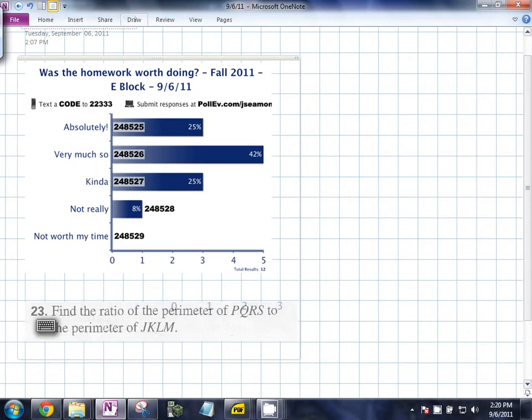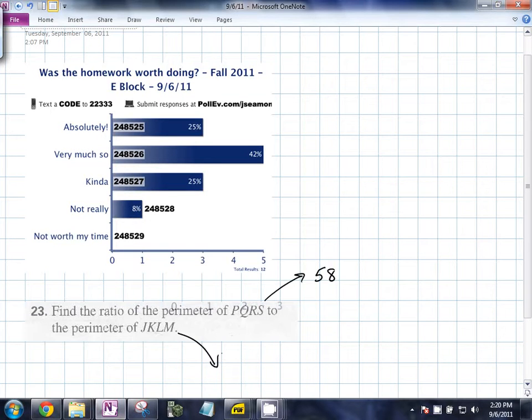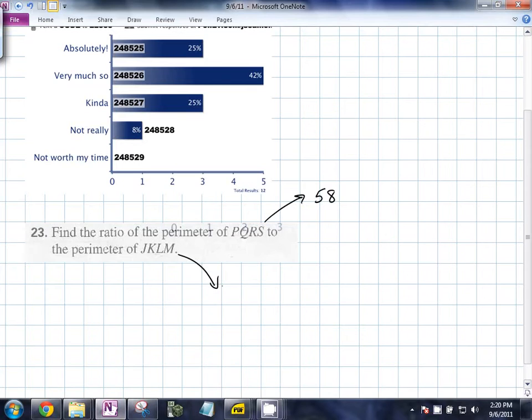So on number 22, can someone tell me what the perimeter of PQRS is? 58. And can someone tell me what the perimeter is for JKLM? 72.5. How many people got these exact numbers, 72.5 and 58? Raise your hand. That's a pretty good consistency right there.